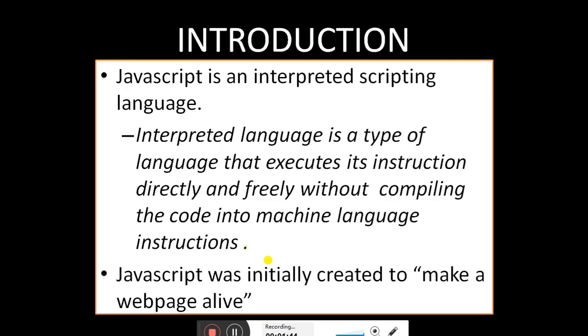Now, the introduction part. JavaScript is an interpreted scripting language. Interpreted language means it is a type of language that executes its instructions directly, without compiling the code into machine language instructions. As we all know, in other programming languages we first need to compile the code. Compiling the code means what? We are supposed to check the errors in the code first.